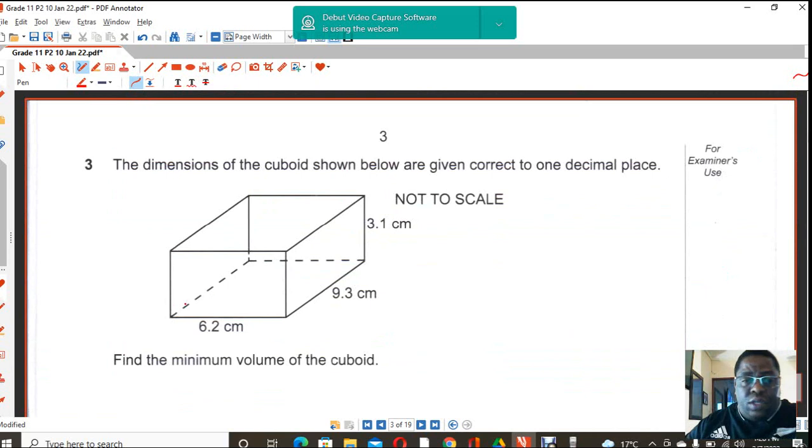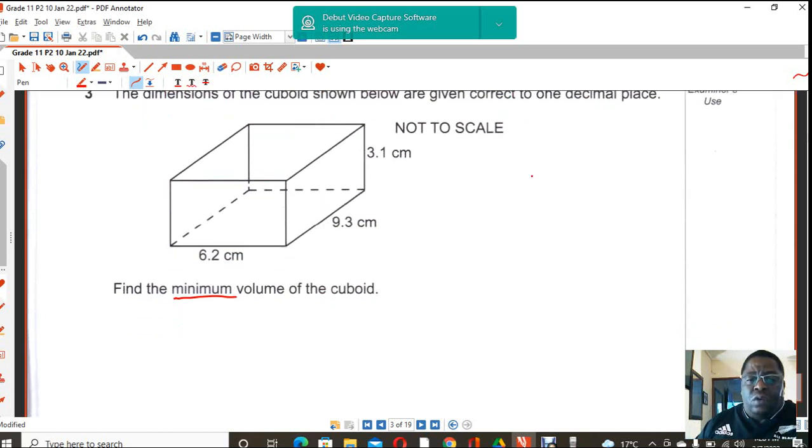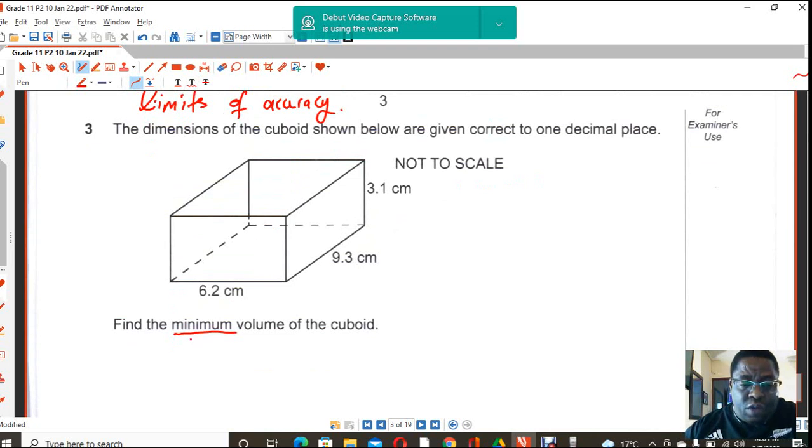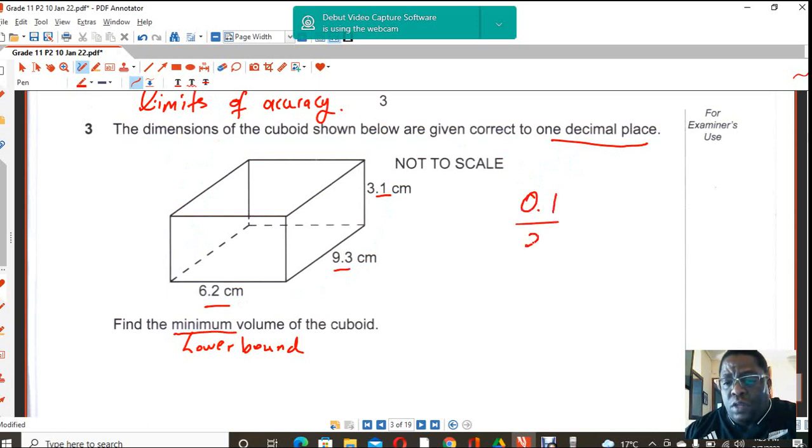Now, as you read question 3, there are certain keywords that are coming up. Minimum volume. This means you are dealing with limits of accuracy. All right, and they are looking for minimum value, so that means we are going to look for the lower bound, since when you calculate volume you are going to multiply. Okay, but you cannot just multiply all of that, you must multiply the lower bounds together. So one decimal place, 0.1, then you divide by 2, and this is the number that you are going to subtract from each one of those values.